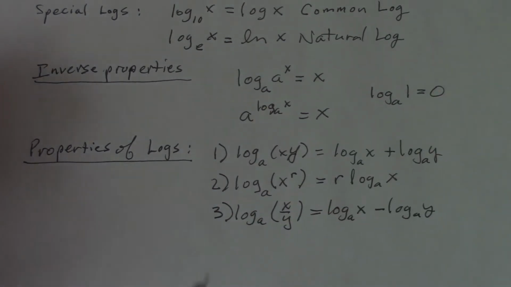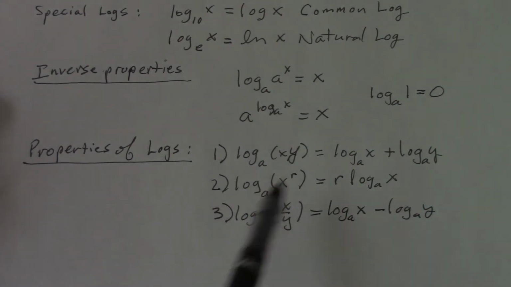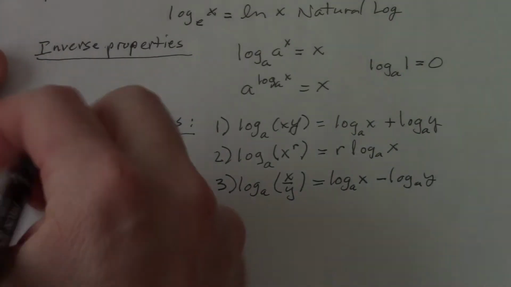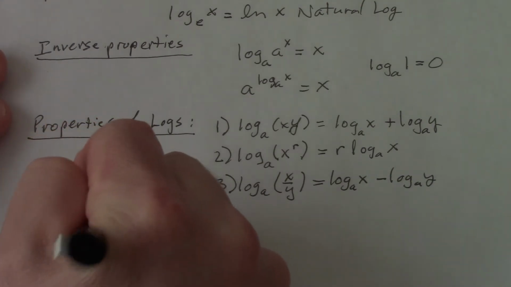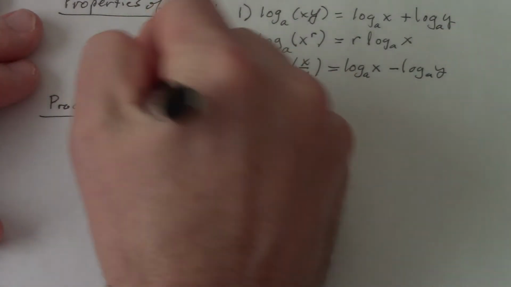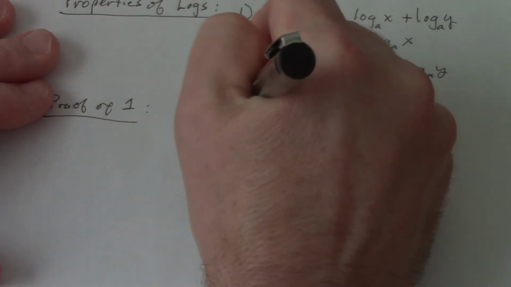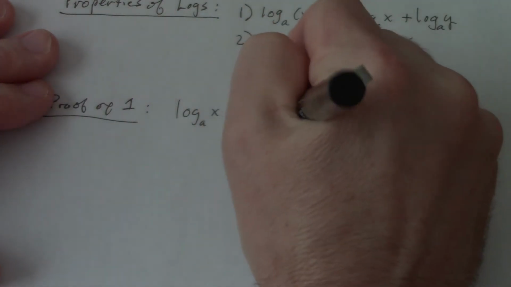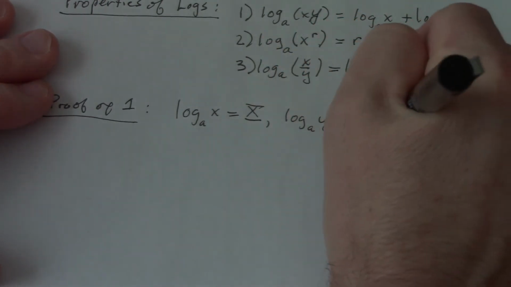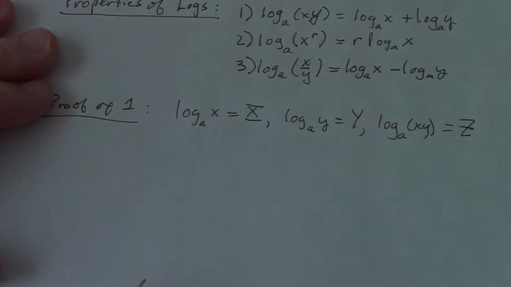Those properties can be proved in succession. You can use property 1 to prove property 2, and then if you had a negative exponent, negative 1, for example, for property 2, you could use that for property 3. So I'm going to prove property 1. How am I going to do that? I'm going to say that log base a of little x is capital X, log base a of little y is capital Y, and log base a of xy is capital Z.